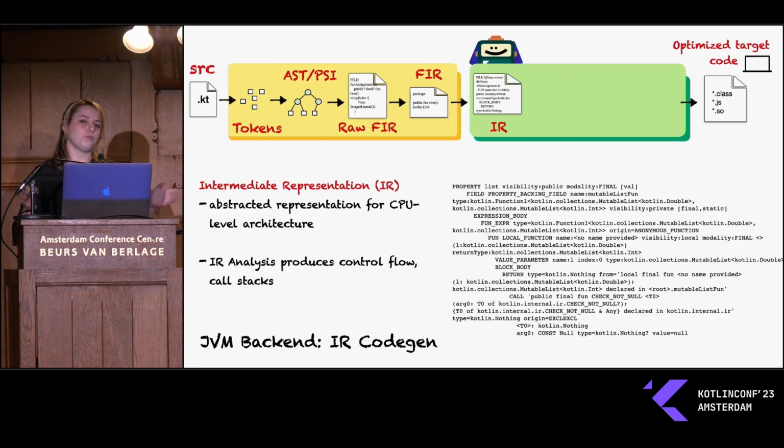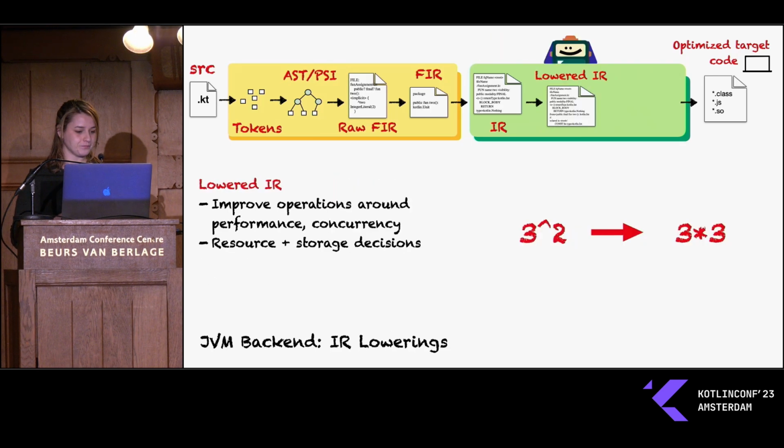Then analysis is performed on the IR, and this is responsible for creating things like control flow and call stacks. Then machine-dependent optimizations are performed on the IR. This is known as lowerings. I think the simplest way to think of this is if you have the IR equivalent of like 3 to the power of 2, it simplifies that operation to 3 times 3. It's oversimplified, but I think that just kind of helps understand what some of this does.